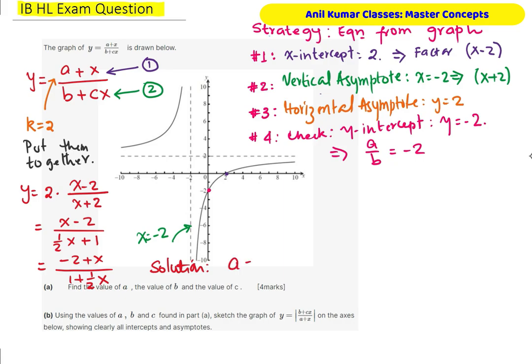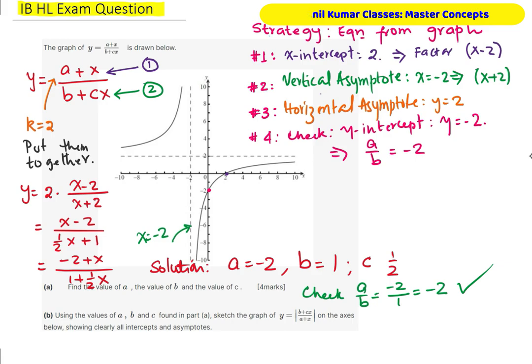Now you can write down the solution. Clearly the value of a is minus 2, the value of b is 1, and the value of c is half. You can check that a over b is indeed minus 2 over 1, which is minus 2. So that is correct. We got the solution completely, and we also checked it just as I've shown you here. That is how you should be doing it.